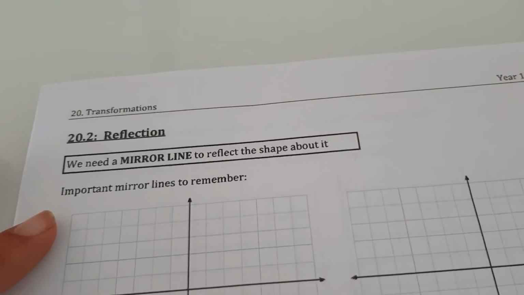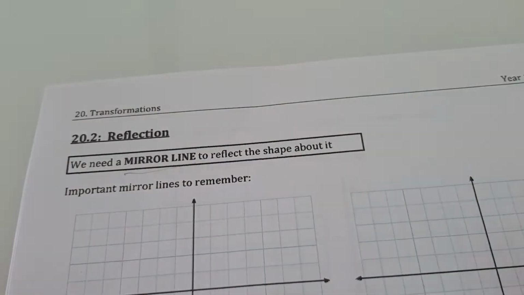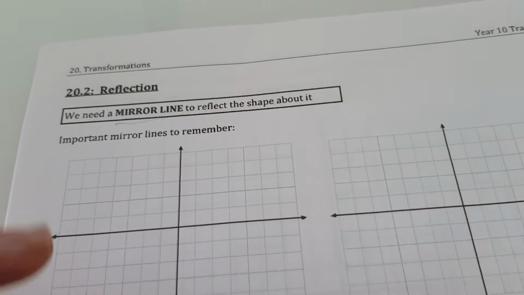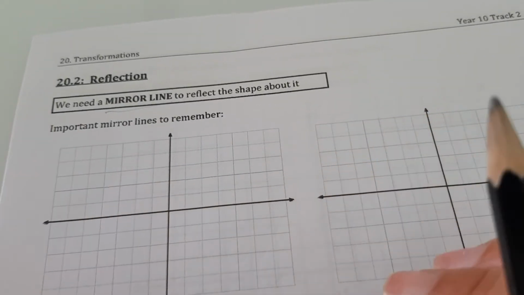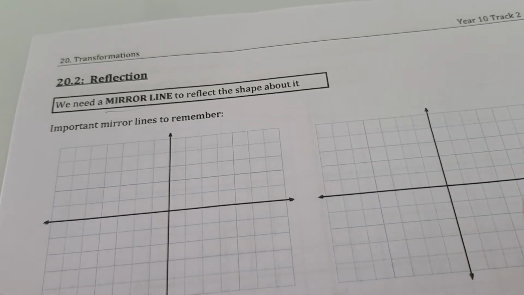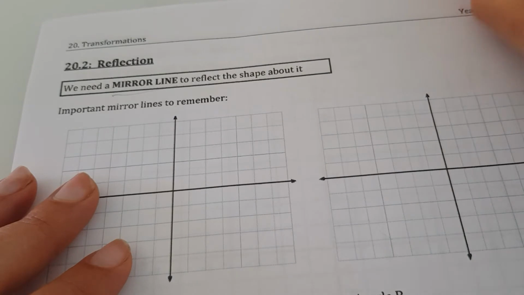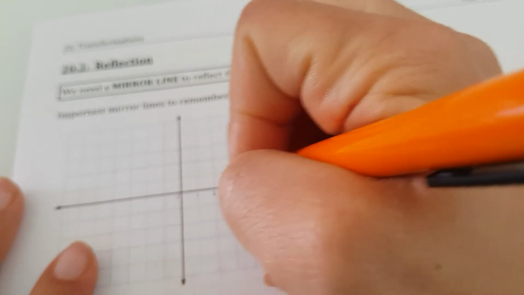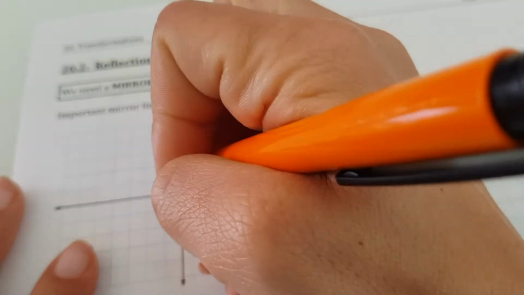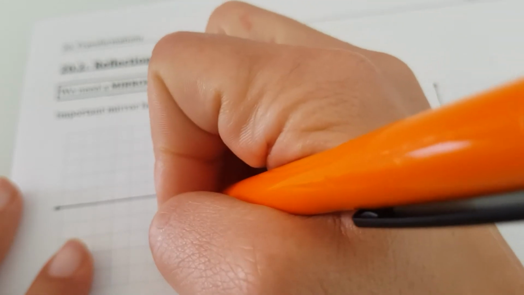Now, to reflect a shape, the first thing you really need is a mirror line, okay? So, I'm going to point out some mirror lines that you should know pretty well, where to plot them in order to reflect a shape. So, let's say we have a graph, with the origin, 1 2 3 4 5, etc., all the numbers.